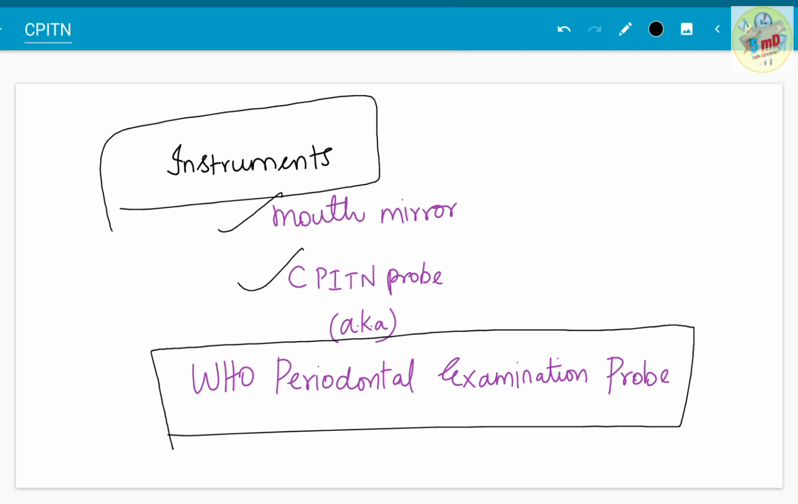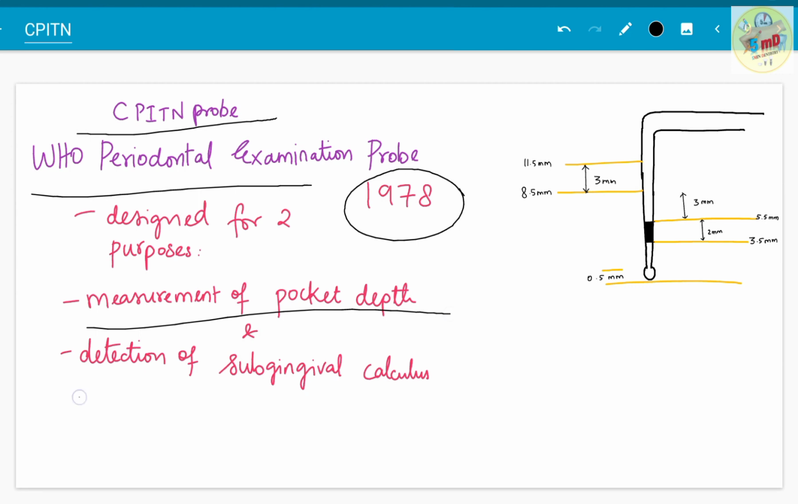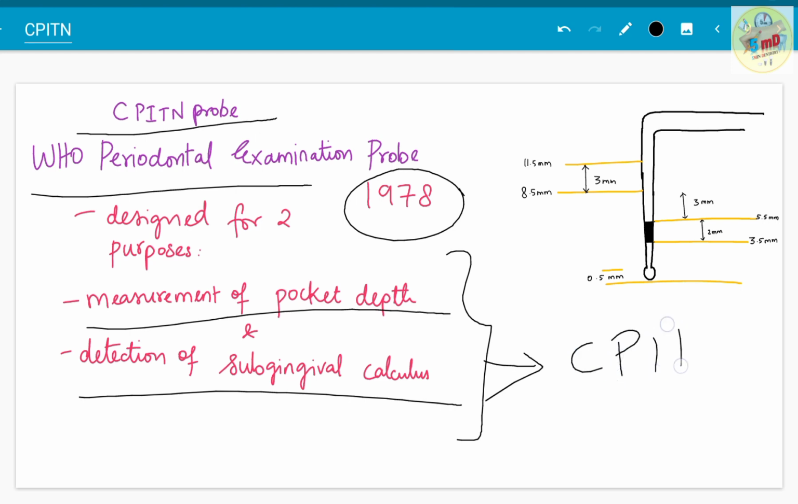This probe was specifically designed for this index. So what is this probe? The CPITN probe, or the WHO Periodontal Examination Probe, was designed in 1978. It was designed for two purposes: measurement of pocket depth and detection of subgingival calculus. The calibration of these two is important for the CPITN index.